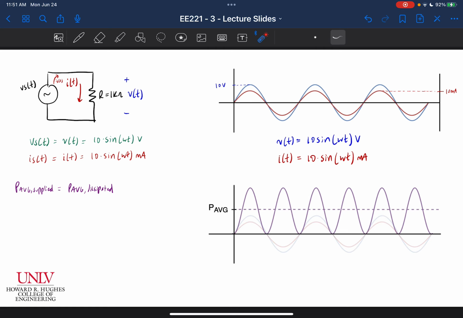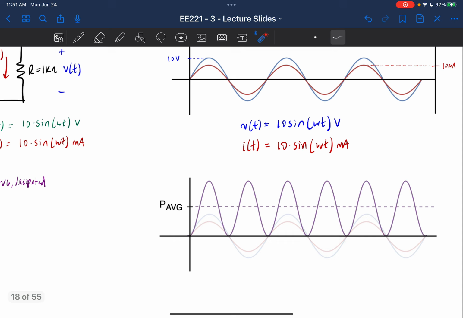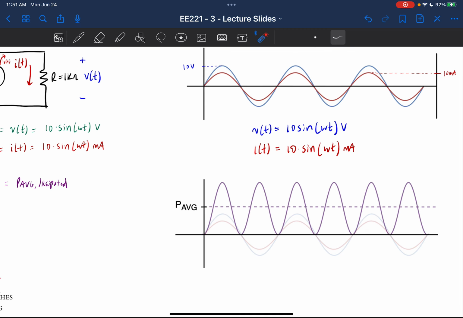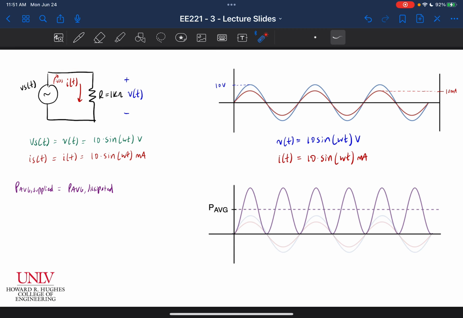So if positive power here means that my source is supplying energy, what would happen if this power went negative? If we ended up with a region down here of negative power, well, that would mean that energy is actually flowing back into the source. It's not actually being dissipated, rather it's flowing back into the source, okay? And what you might notice is that if this signal comes down into the negative, then the average value would move down as well, and we would end up with less of an average power dissipation for our resistor.